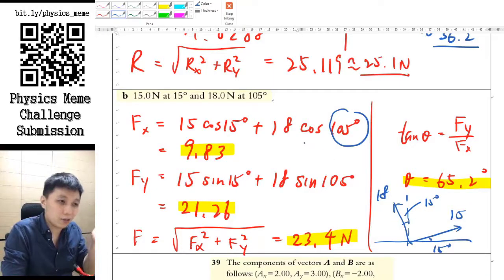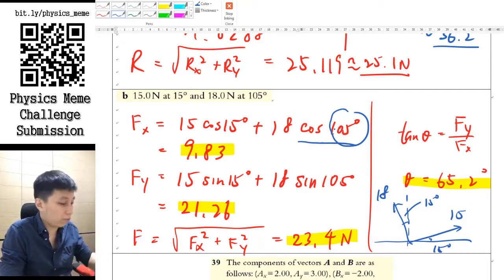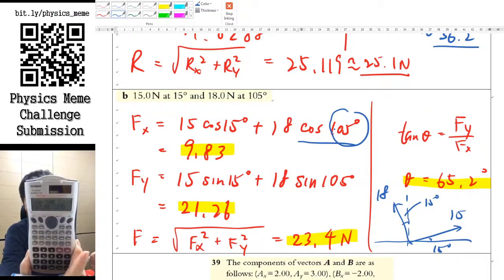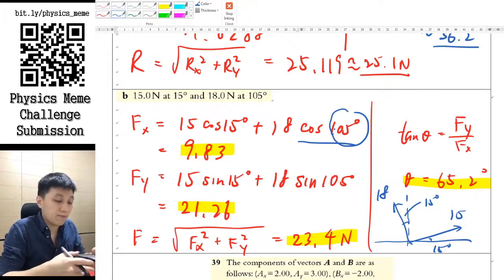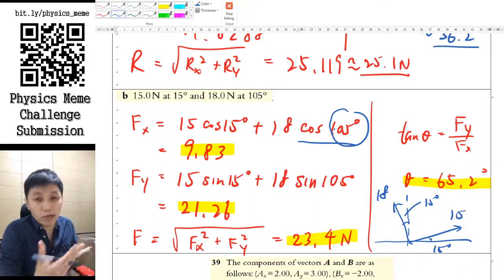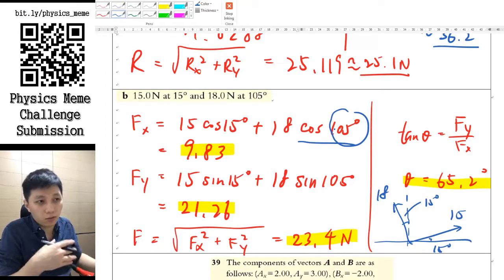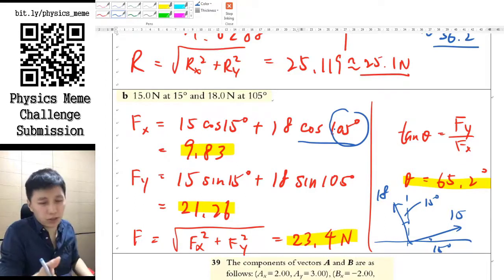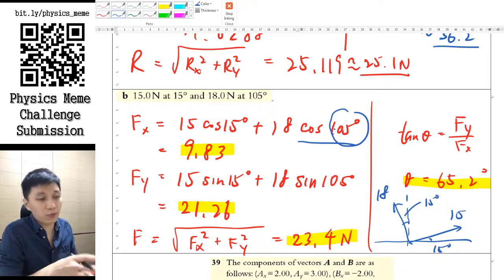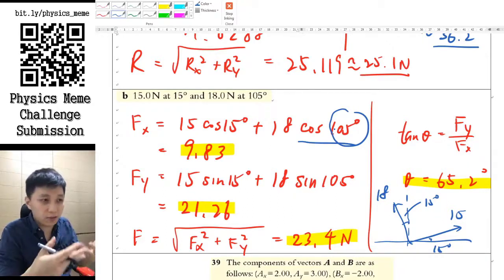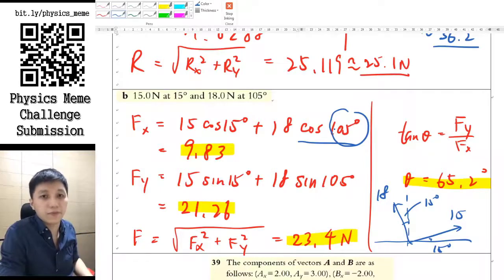Because cosine 105, if you press it on a calculator, is already negative, the mathematical system that we are using already helps us to make it negative. So you can just plug in whatever angle it is. It is very convenient. Hopefully this example can help you build up the confidence of just doing it directly.